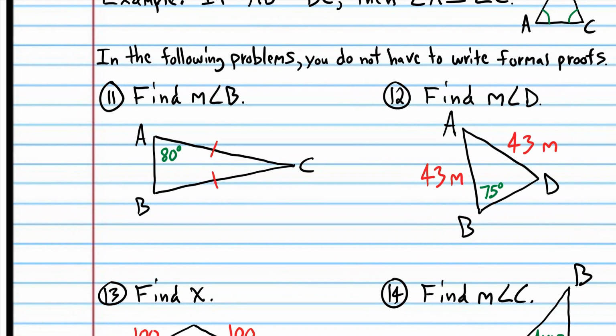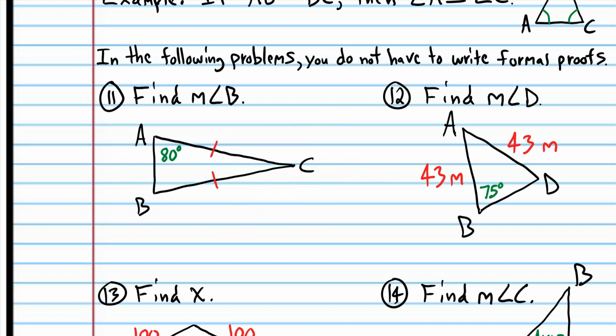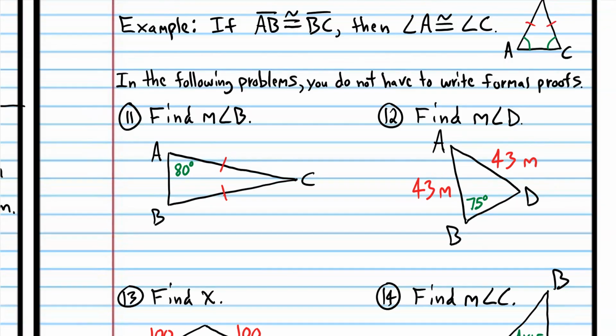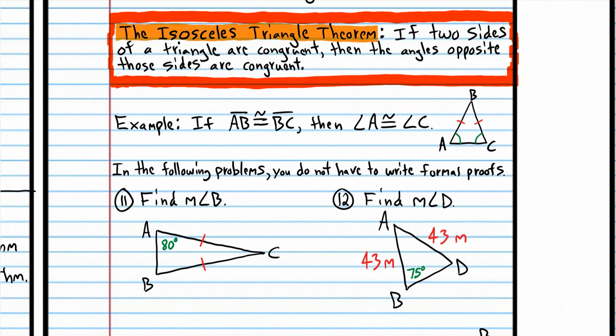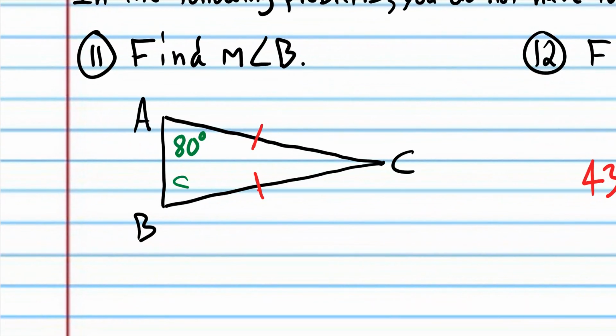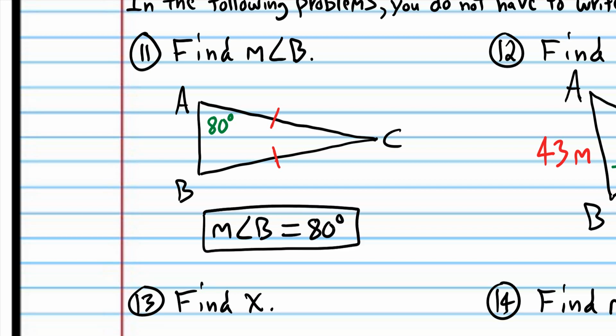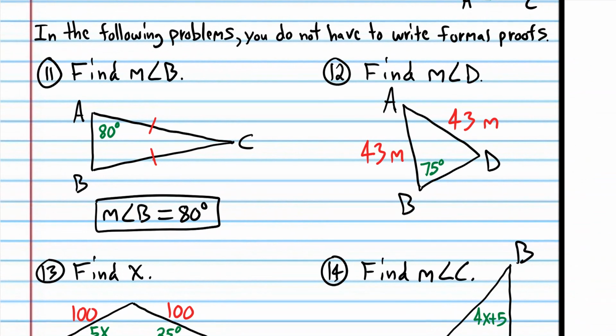Now, we have a triangle that is isosceles because two sides are congruent. We have this side is congruent to this side. So because those two sides are congruent, because it's an isosceles triangle, that means that angles opposite those sides must be congruent. So what that means is that if this top angle is 80 degrees, then the bottom angle must be 80 degrees also. So that's what we're trying to find. It says find the measure of angle B. So we can say the measure of angle B is 80 degrees. So that was really easy. This part of the class is going to be actually pretty easy for the most part.